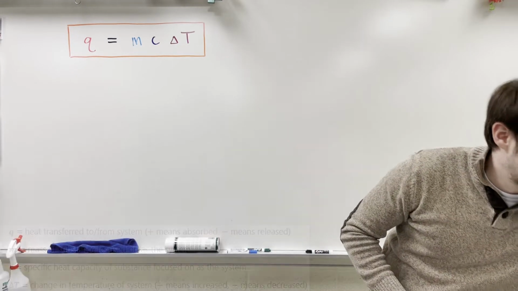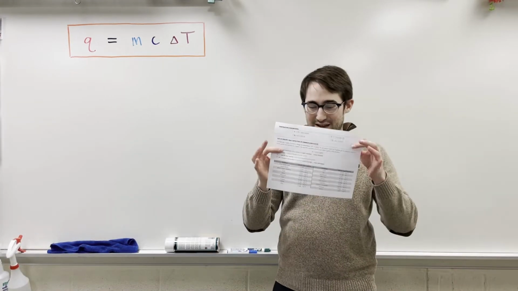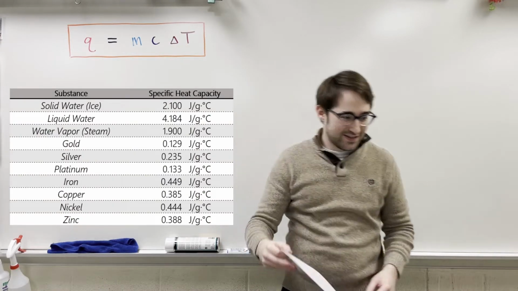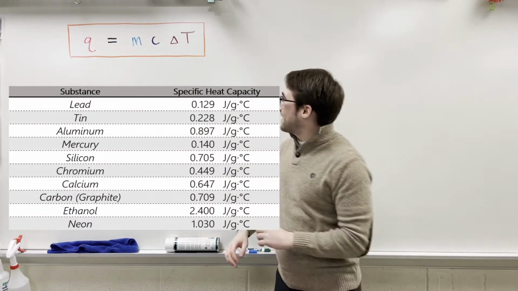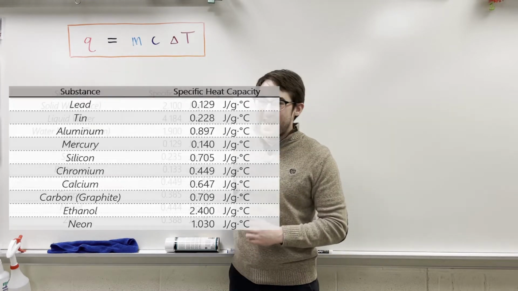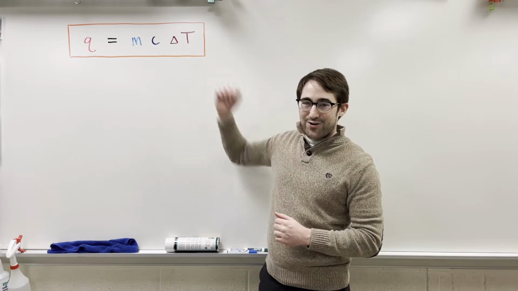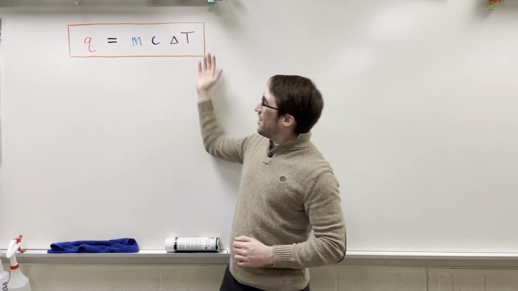Okay? You can look up the specific heat capacity of all kinds of substances online, and you can also use a reference sheet like this that just gives you a whole bunch of stuff on what the specific heat capacities are. And that specific heat capacity basically tells you how much heat it takes for some amount of that stuff to get that much hotter or colder. Okay? This equation can help us do that.